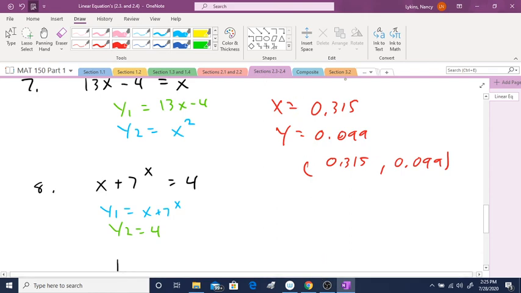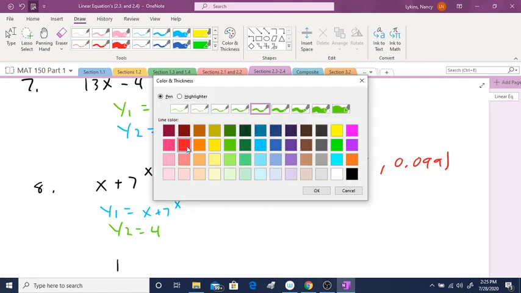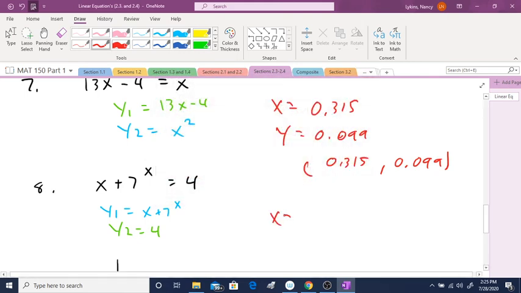And what you should come up with is x equals 0.625. And your y, watch this, look what your y equals: 4. Anytime on the equation, if you set it equal to a number, your y value is going to be that number. In this case, it's 4.